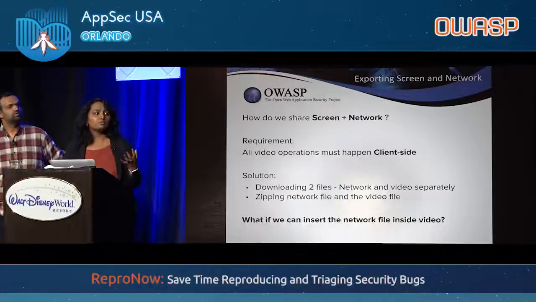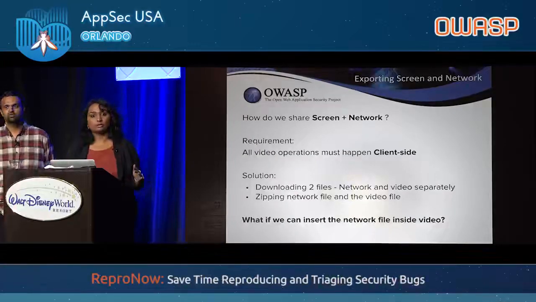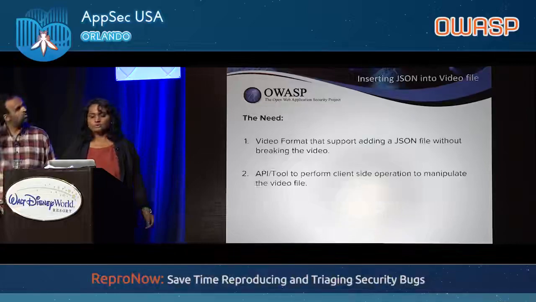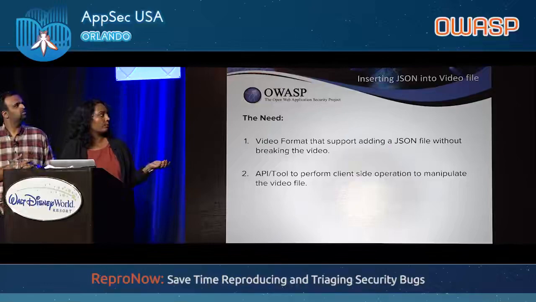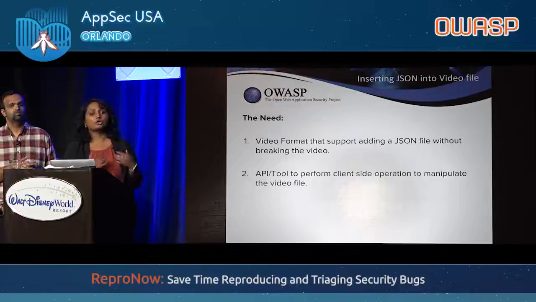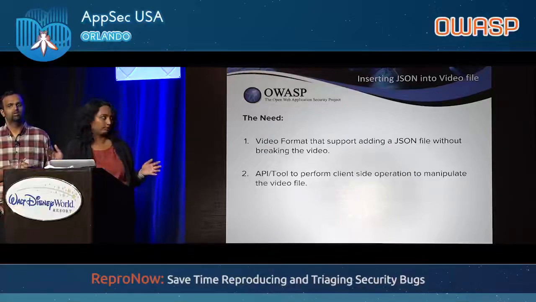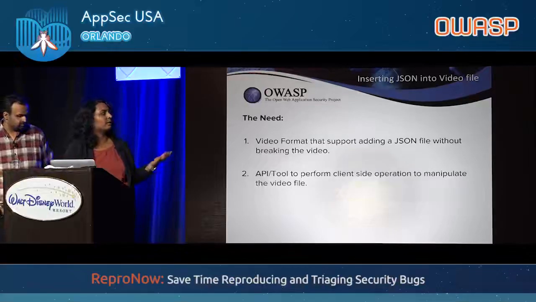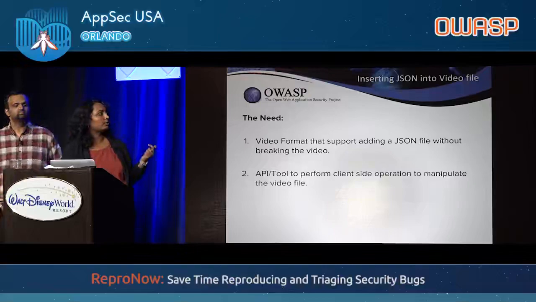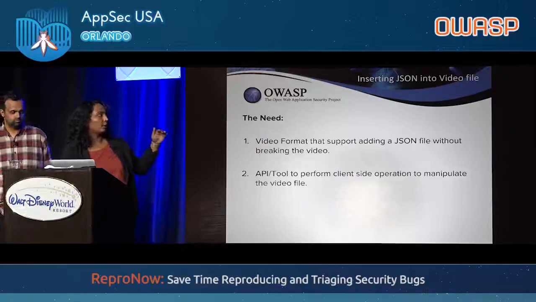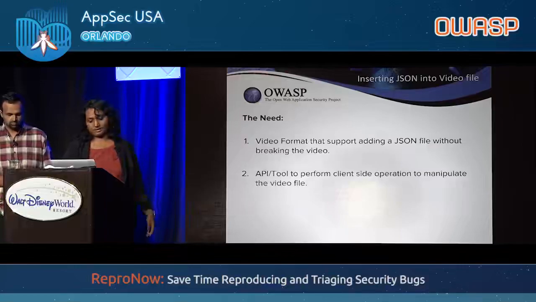And one of the main things for us was we didn't want anything on the server side, even the manipulation of the video, nothing on the server side. We wanted everything to be on the client side. So what do we require for this? We require one of the video formats which support adding a JSON file, and it should not break the video. We still want it to be played on a normal third-party player. And then we wanted an API, tool, framework, or library to perform client-side operations to manipulate this video file, like encoding, attaching, and decoding, and all of those operations to happen on the client side.